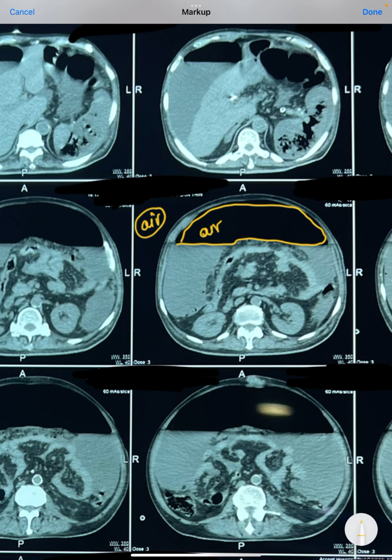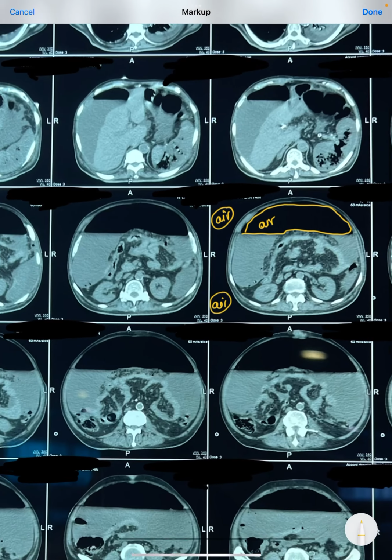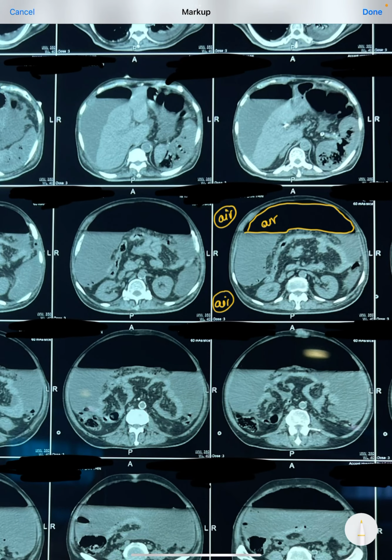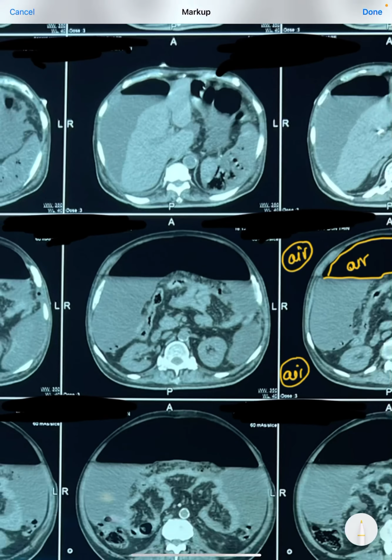So this is outside of the body. This is presence of air in the room. So this is air, this is air. This is all air, and this is free air. Why free air? Because this air has taken the shape of the abdomen, and the patient is lying. So there is a clear-cut fluid and air level. There is a large fluid and air level.